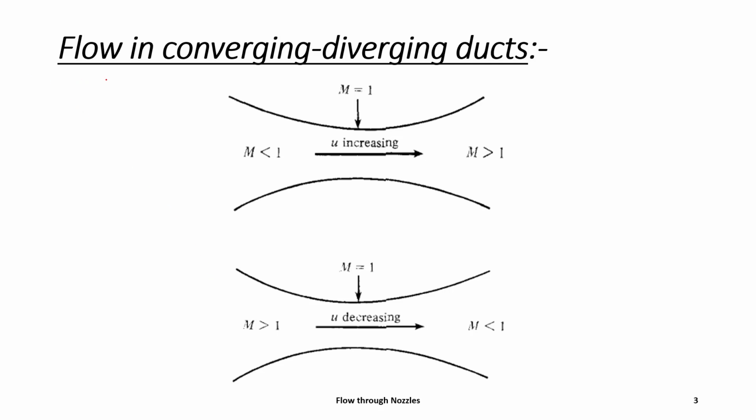Now we will see what happens in the converging diverging duct. So this is the converging diverging duct. If flow is subsonic here, then due to the converging part, flow will reach Mach number equal to 1, if there is sufficient area change. Then in the diverging area, flow will increase to supersonic Mach number. For the opposite case, if there is supersonic flow, then it will decrease to Mach number equal to 1 in the converging part. Then in the diverging part, it will decrease further to subsonic.